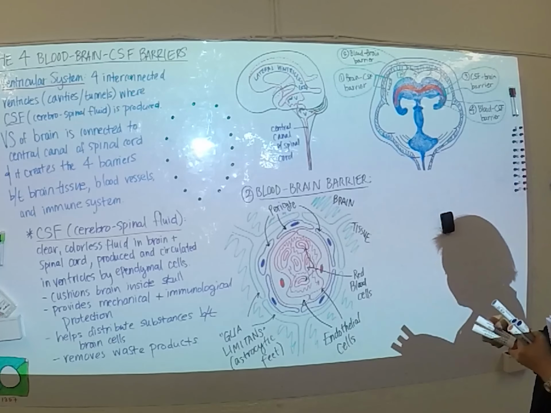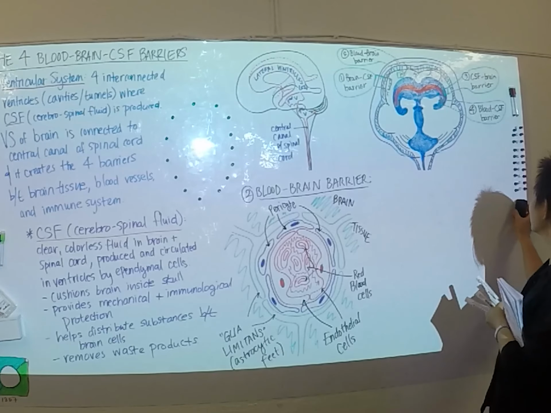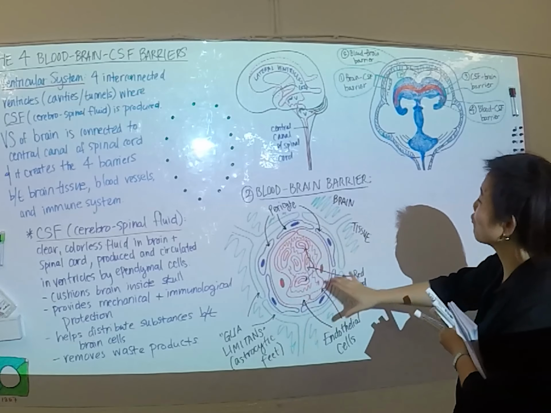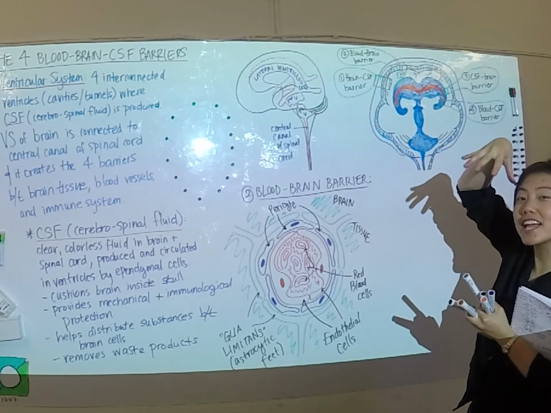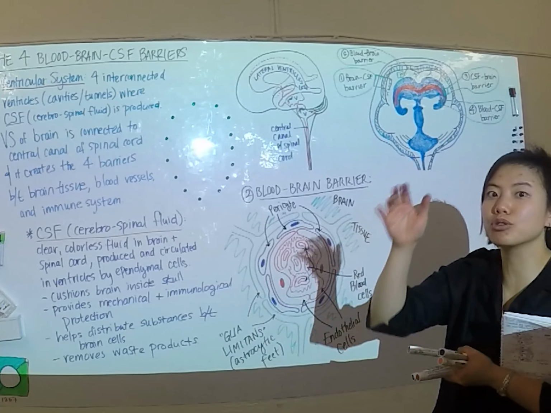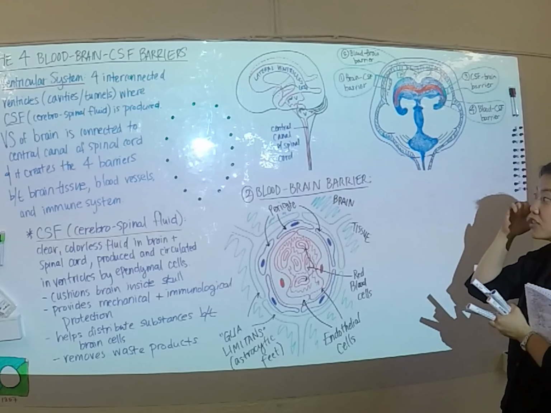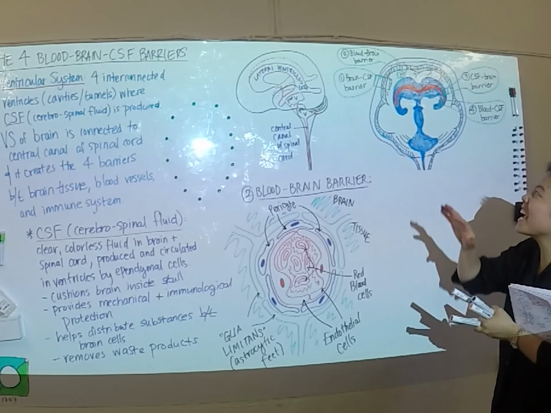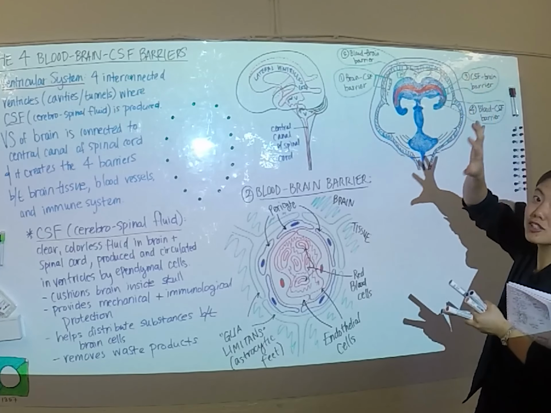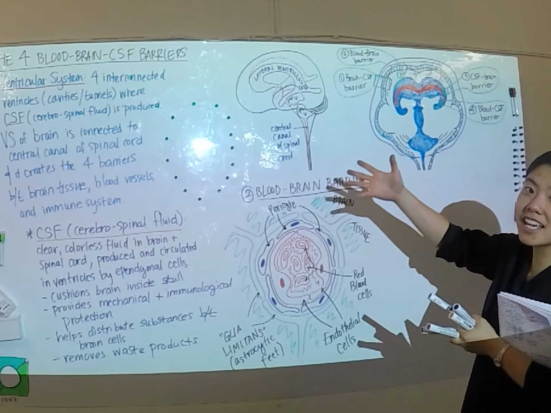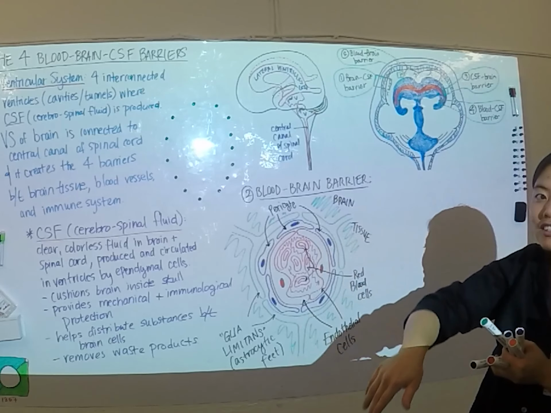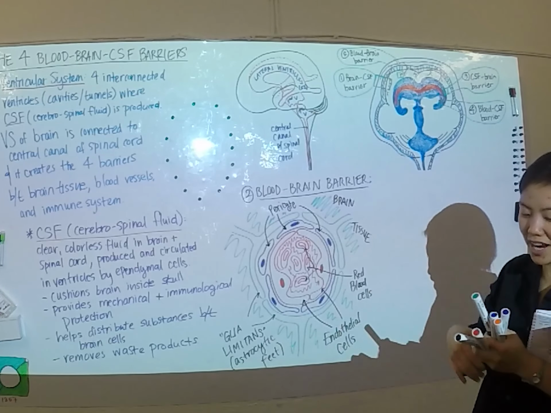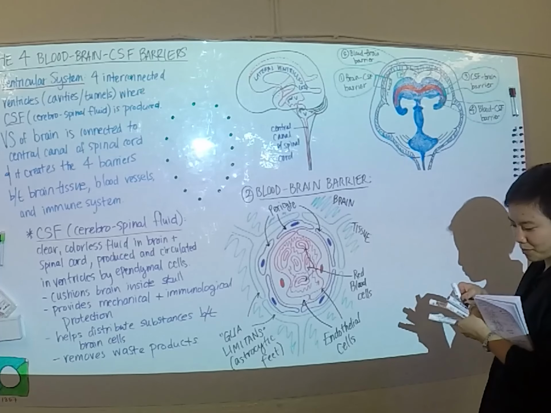Okay? So, the barrier is actually a barrier around each and every capillary that comes into the brain. Okay? So that is the blood-brain barrier. It technically is spread out across the brain. Wherever there is a capillary, wherever there's a blood vessel coming into the brain tissue.